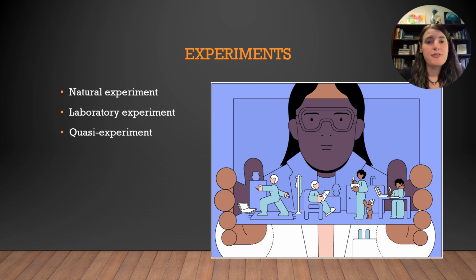There are several different types of experimental designs, including natural experiments, laboratory experiments, and quasi-experiments. Your readings this week touch on those topics, so I want to highlight them, but I'll save specific details on each type of experimental design for our experiments module.